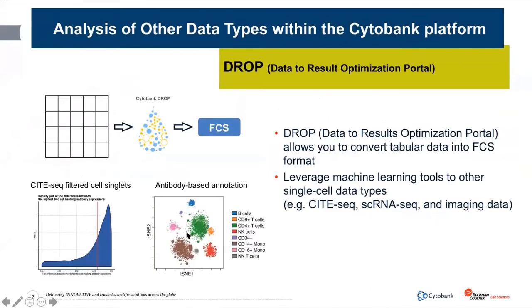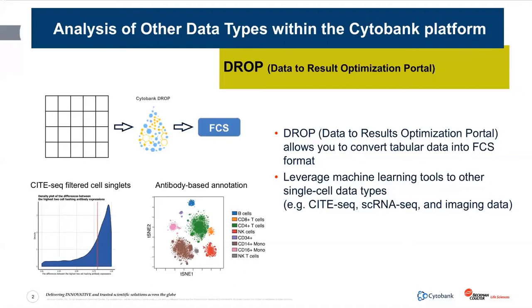To start, you might wonder, what is Job? Job is a data uploader created by Cytobank developers. The purpose of Job is to allow you to convert all your non-cytometry tabular data into FCS file format so that you can use the same single-cell analysis tools that are developed for regular cytometry data to analyze your non-cytometry data.